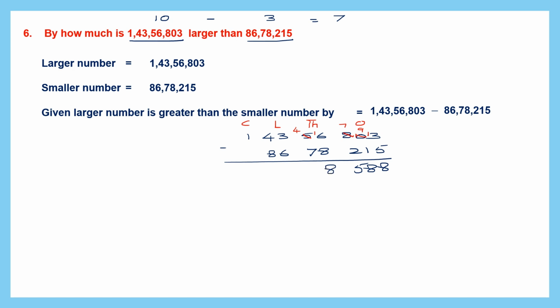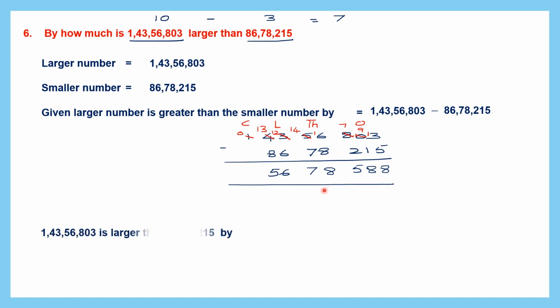And here we have 4 minus 7, which we can't do. Again we borrow from 3. So 3 becomes 2 and this becomes 14. 14 minus 7 is 7. Here 2 minus 6 we can't do, so we borrow from 4. So 4 becomes 3 and this is 12. 12 minus 6 is 6. Now here again we can't do 3 minus 8, so we borrow from here. This becomes 0 and 13. 13 minus 8 is 5. So we have our answer now. This is 56,78,588. So let's write our answer.